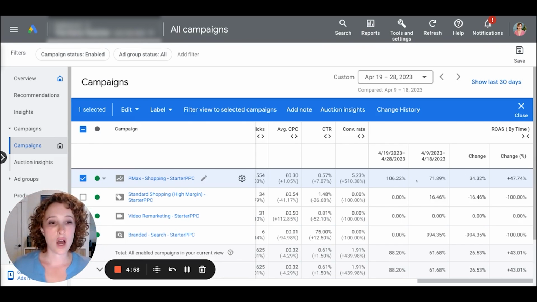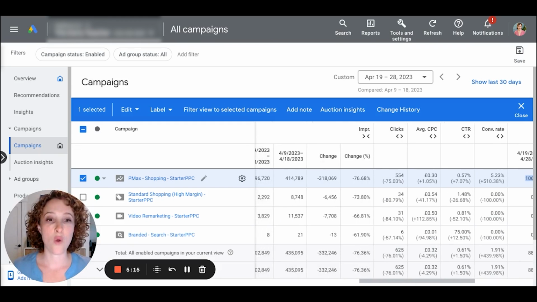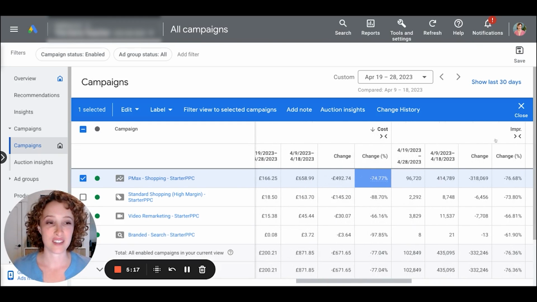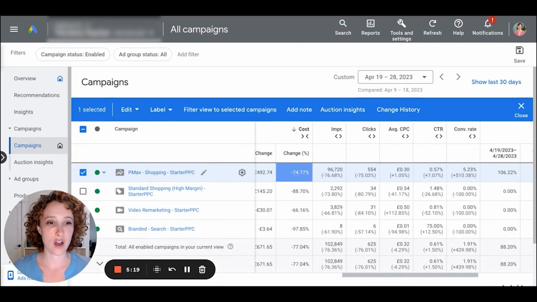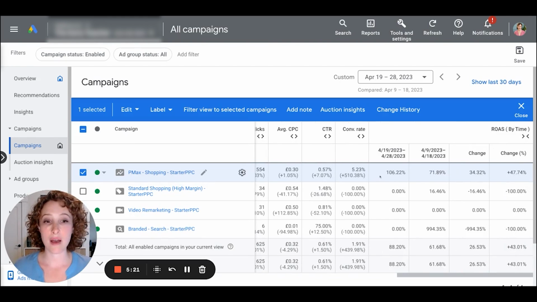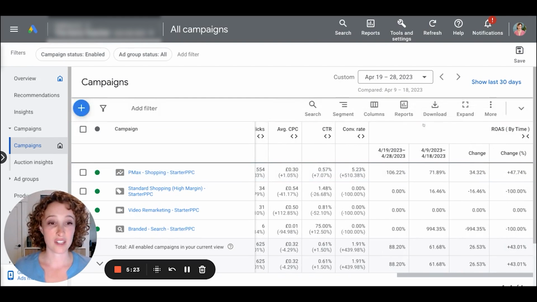Okay, so here's what happened. On April 19th through the 28th, we applied a tROAS setting. We told it we wanted 100. Google's algorithm said, great, no problem. I can get you 100. But what was the cost of that? It got way less conversions, you guys. Actually, I don't even have the conversions column pulled up, but if I pulled it up, I can tell you with certainty. Actually, let's go and pull it up.